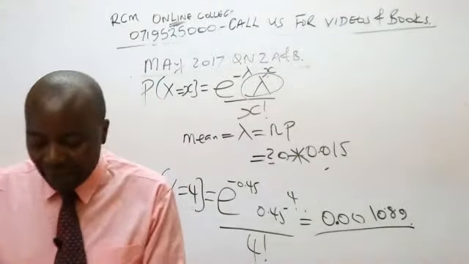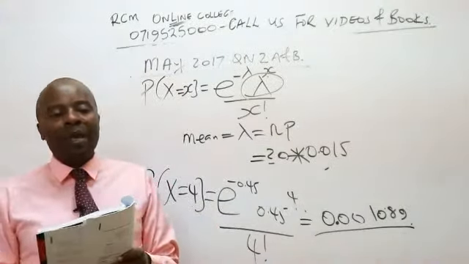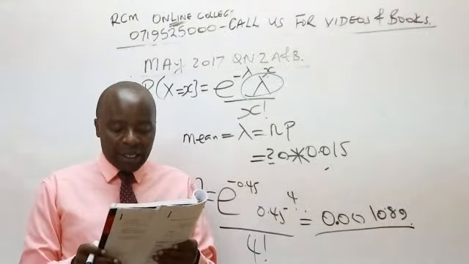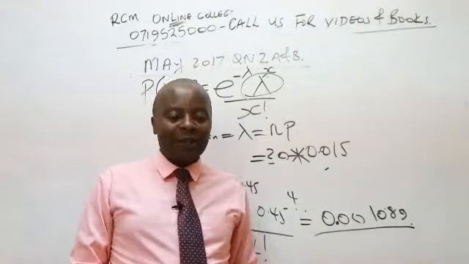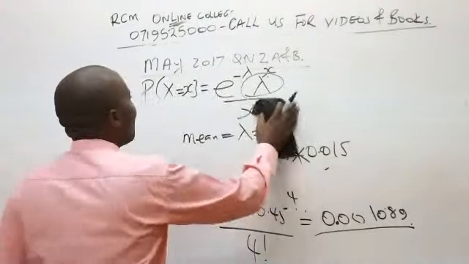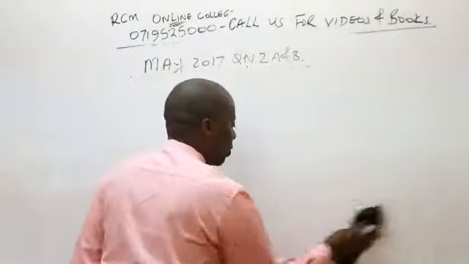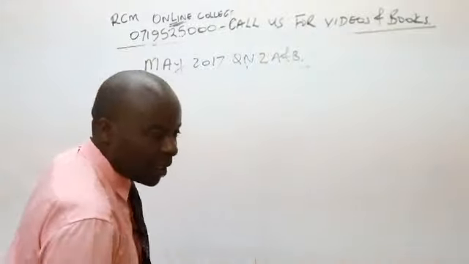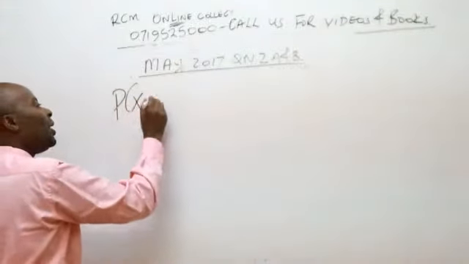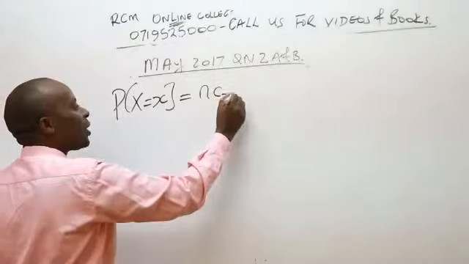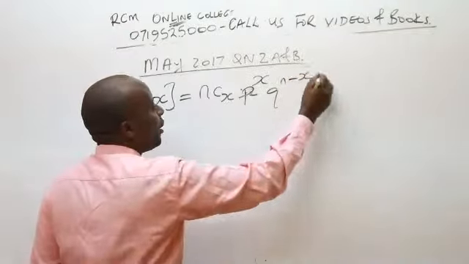Answer to number 1. And then now we go to number 2 straight away, where they want us to evaluate the same probability, but this time around, ladies and gentlemen, using the binomial probability distribution. Binomial is very easy. It is n combinations x, times p raised to x, q raised to n minus x.